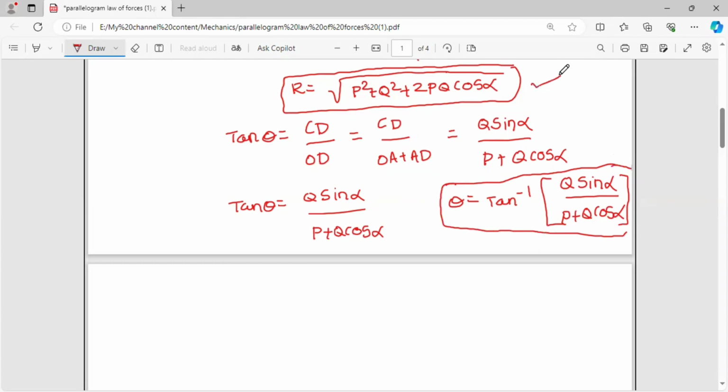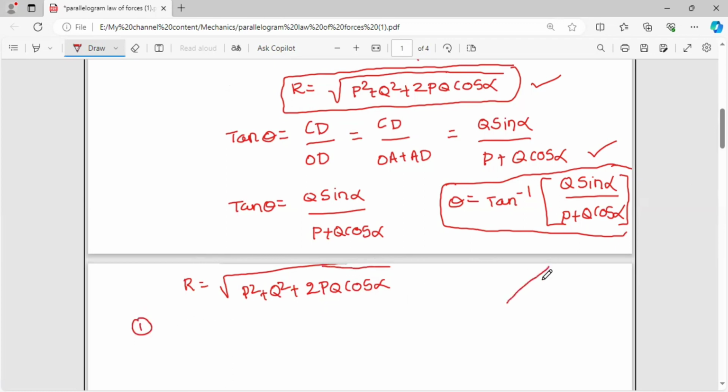These are important from the competitive examination point of view also. There are some different cases. What are the different cases? Suppose I am considering the same thing, R equal to square root of P square plus Q square plus 2PQ cos alpha. Suppose this is one force and this is another force. If the angle between the two forces P and Q changes, what is the case?